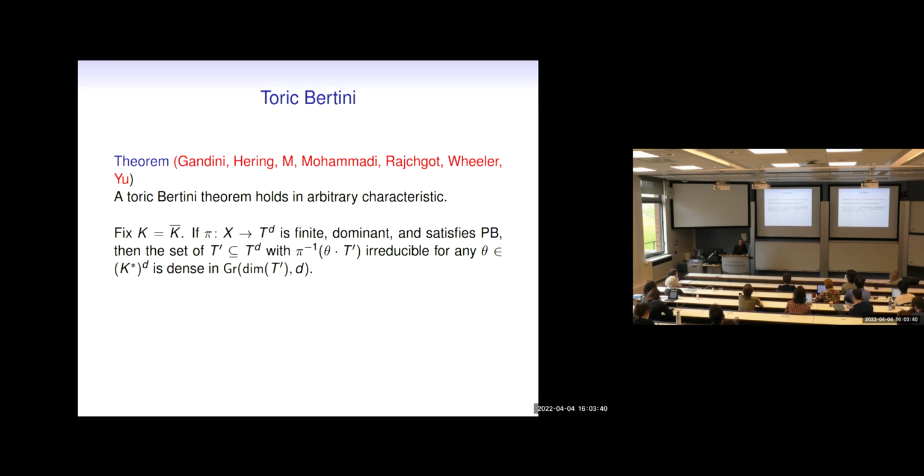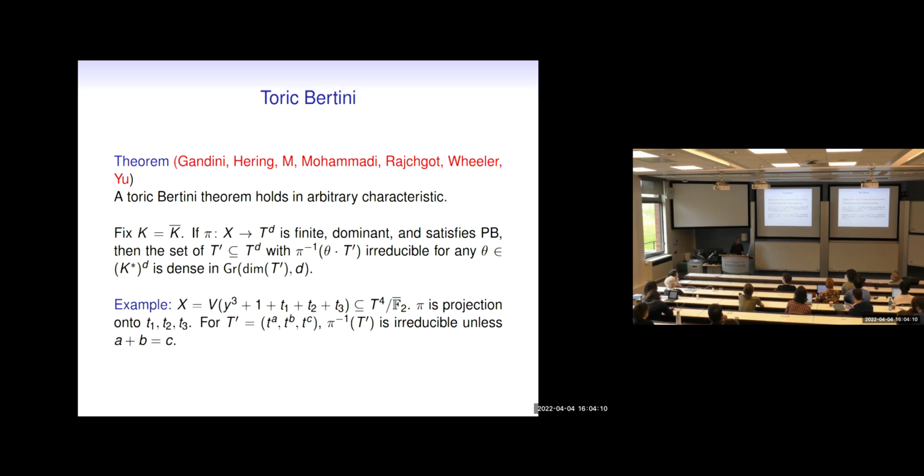So you choose your favorite algebraically closed field, and it's your choice what the characteristic is. And again, we're going to take a dominant finite map of X onto a torus. Then what I'm claiming is that the set of T' downstairs that I can pull back and get something irreducible is dense in a Grassmannian. What do I mean by dense in a Grassmannian? Perhaps it's easiest to see this with an example.